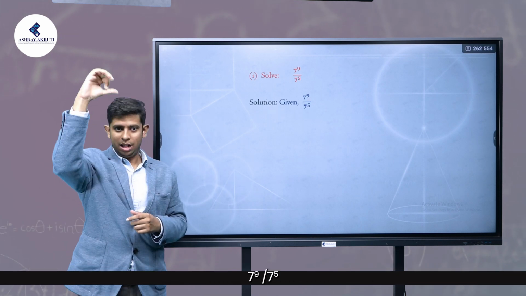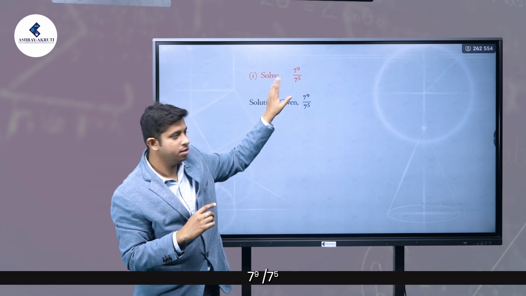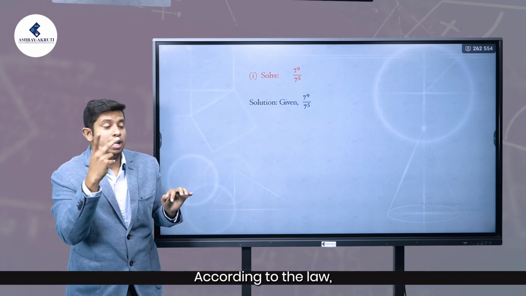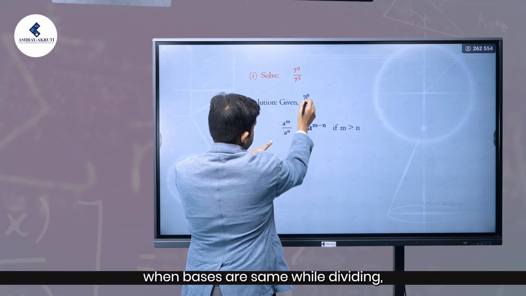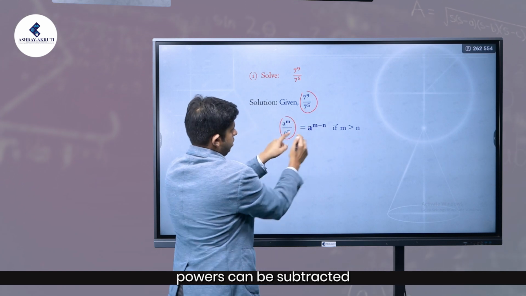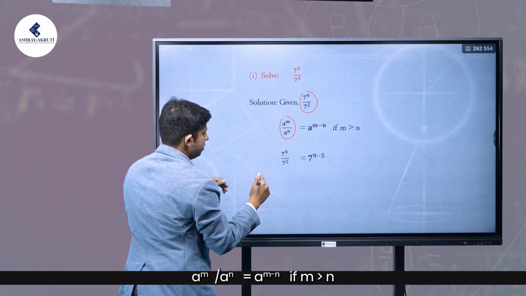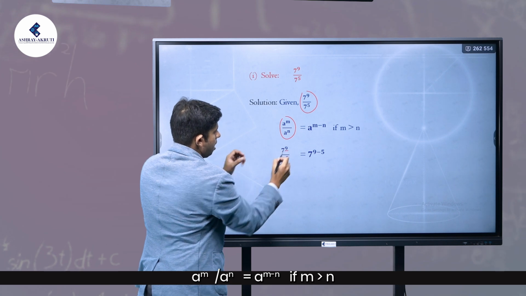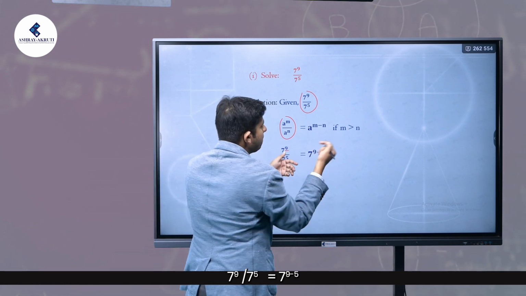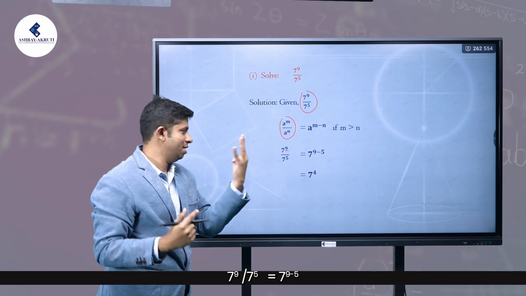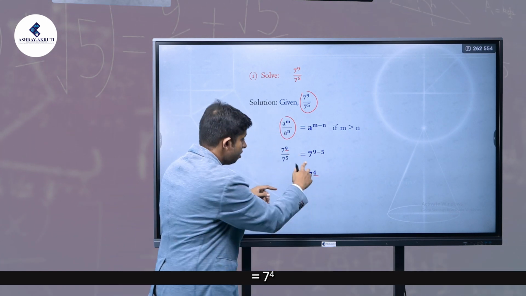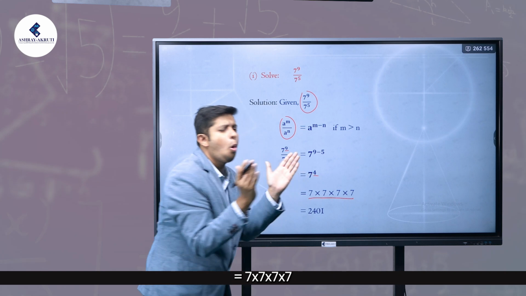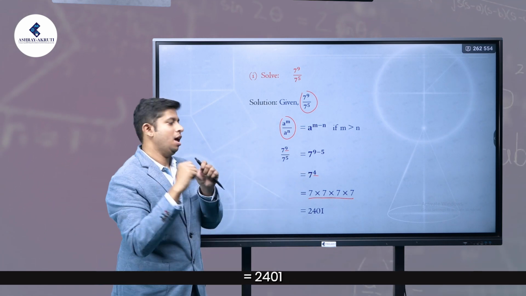Solve 7 to the power of 9 by 7 to the power of 5. Solution: given 7 to the power of 9 by 7 to the power of 5. According to the law, when bases are same while dividing, powers can be subtracted. A to the power of m by a to the power of n is equal to a to the power of m minus n if m is greater than n. 7 to the power of 9 by 7 to the power of 5 is equal to 7 to the power of 9 minus 5, which is equal to 7 to the power of 4, which is equal to 7 into 7 into 7 into 7, equals 2401.